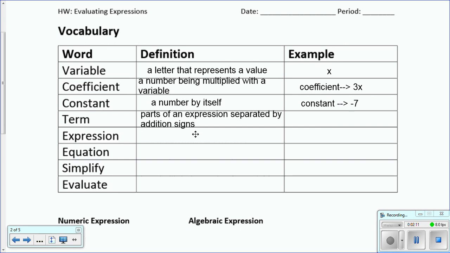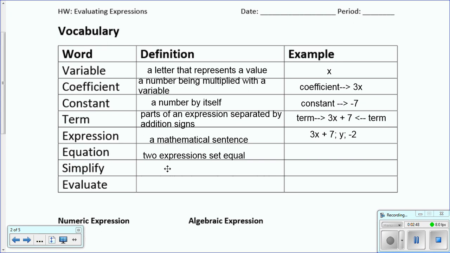A term is parts of the expression separated by addition signs. Okay, so here 3x and 7 are both terms. Yes, and I am specific on addition signs because technically a subtraction sign is really a negative sign. So when you're subtracting, you're really adding a negative. Okay? An expression is a mathematical sentence. So these are all expressions: 3x plus 7, y, -2.